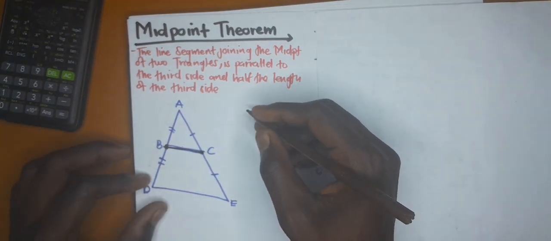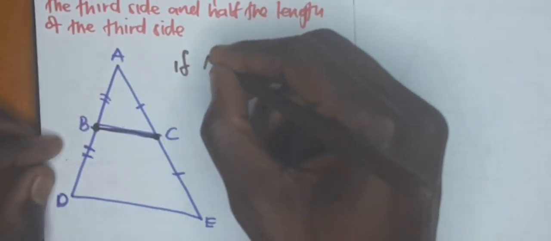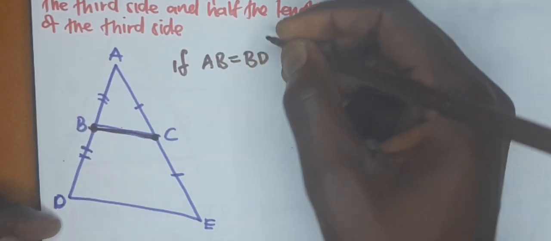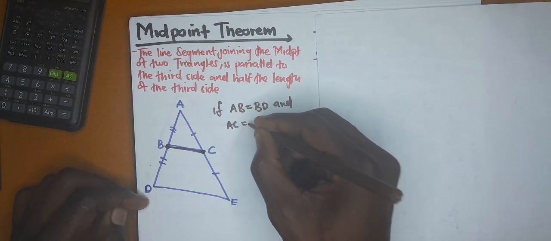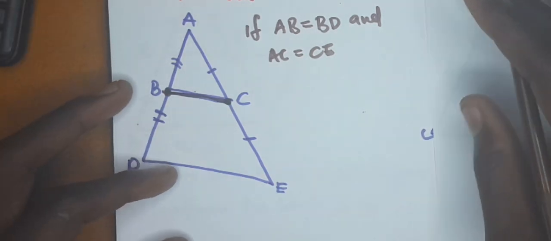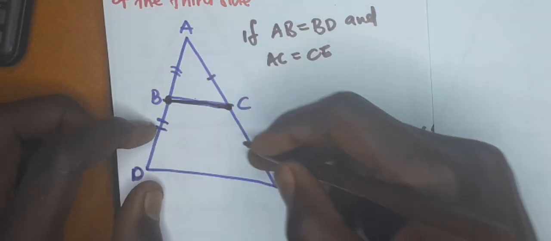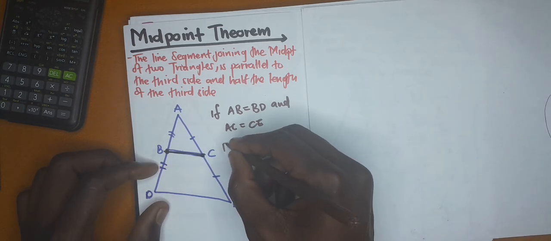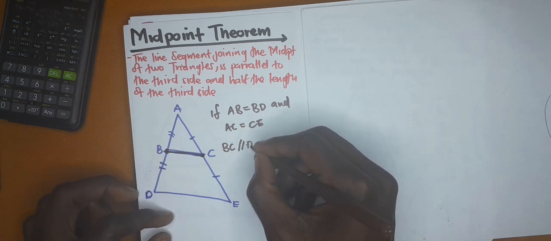So you're just going to do a conclusion that whenever we're given that AB is equal to BD, and we're also given that AC on the other side is equal to CE. Pay close attention to this theorem. They don't say that this side is equal to this side. No, they don't say that. They say this one is equal to this and this one is equal to this. So if we have this information, we can quickly conclude that BC is parallel to DE.